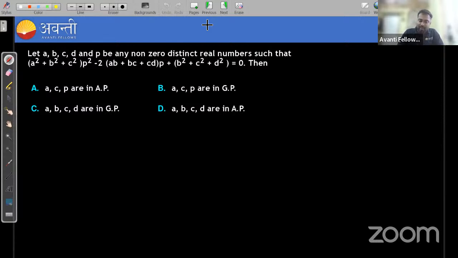This is also a previous year question. So try to solve it. All the students, please try these questions. If you are not able to solve, then I will also solve these questions. No need to worry. Try to solve with me.